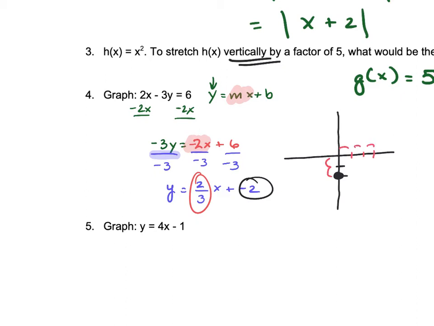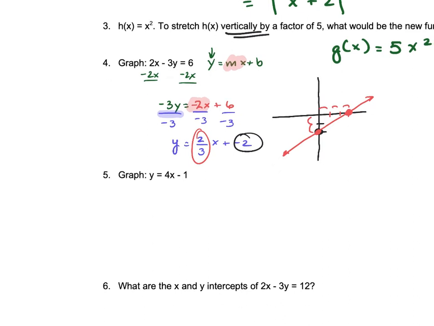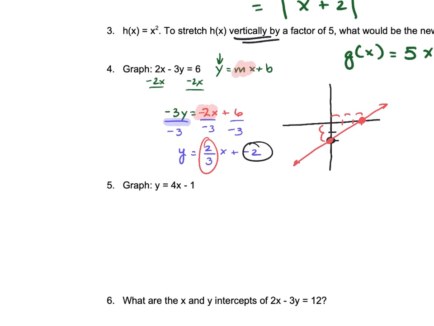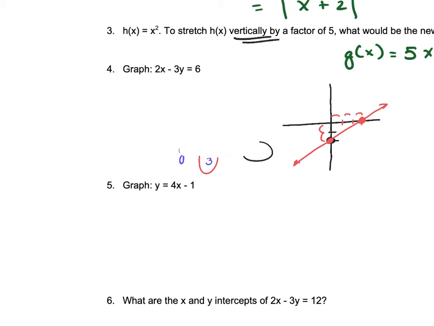1, 2, 3. There's our next point. Always count from the y-intercept, your rise, your run, and then draw on your line. And we're done. Now, a second way to do this first graph, number 4 here, is to use x and y intercepts.